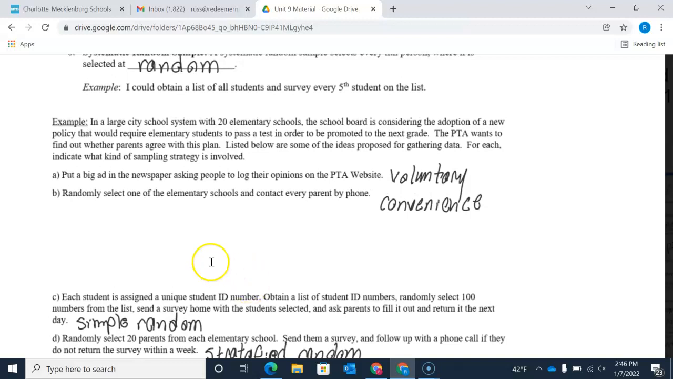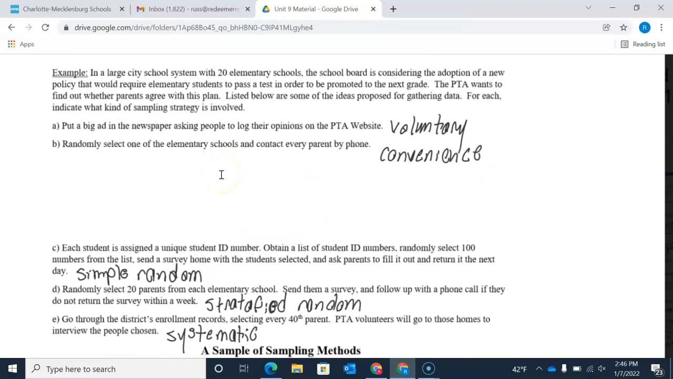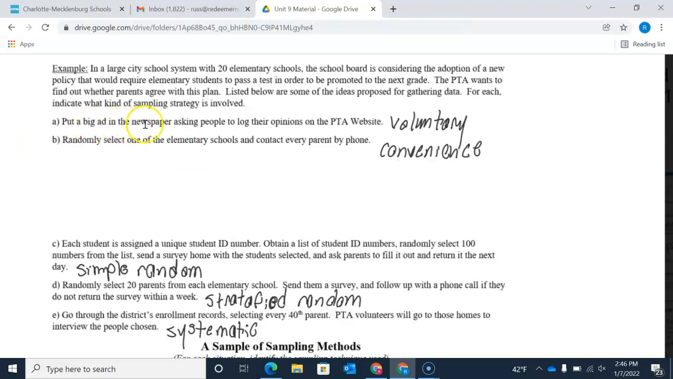Okay. So in a large school system with 20 elementary schools, the school board is considering the adoption of a new policy that would require elementary students to pass a test in order to be promoted to the next grade. The PTA wants to find out whether parents agree with this plan. Listed below are some of the ideas proposed for gathering data. For each, indicate what kind of sampling strategy is involved. So, put a big ad in the newspaper asking people to log their opinions. Well, that's voluntary, right? Because you're saying, volunteer to tell me what you think.